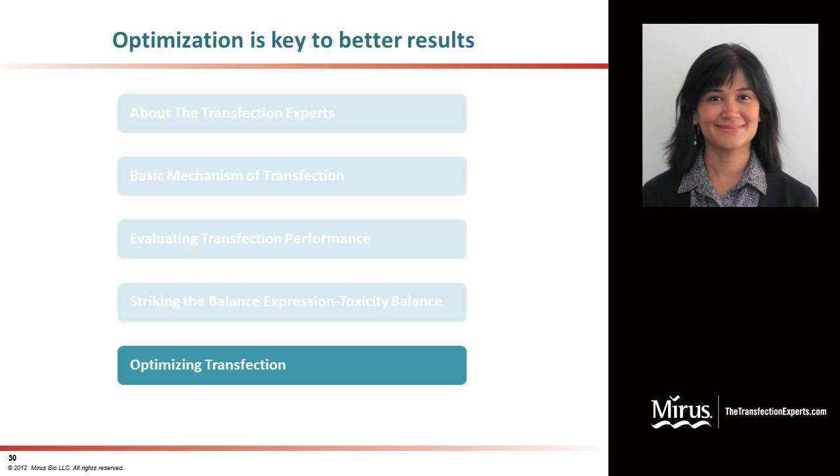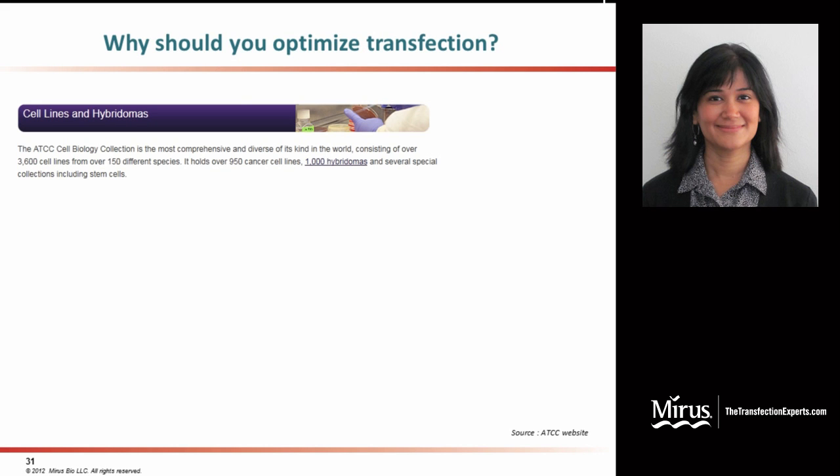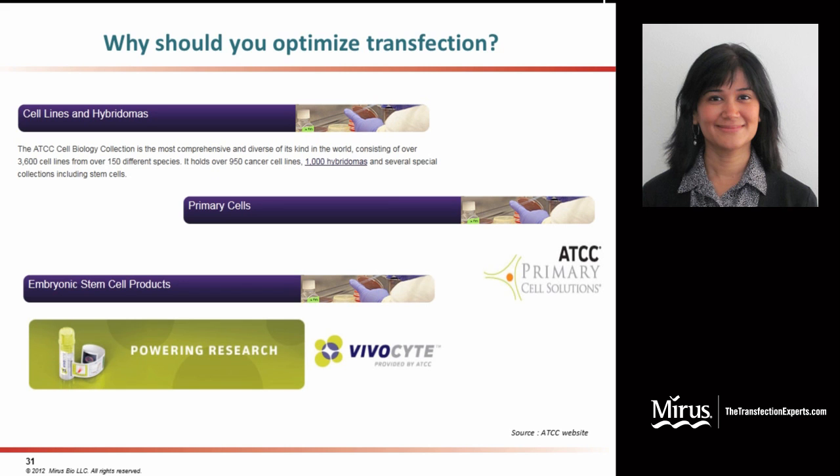With most cell types, you can optimize your transfection even further to get better results. A major reason for optimizing transfection lies in the current cell biology research trends. So far, most researchers have been using well-established cell lines that are relatively easier to transfect. However, more and more research is trending towards harder to transfect cell types, such as primary cells and embryonic stem cell products.